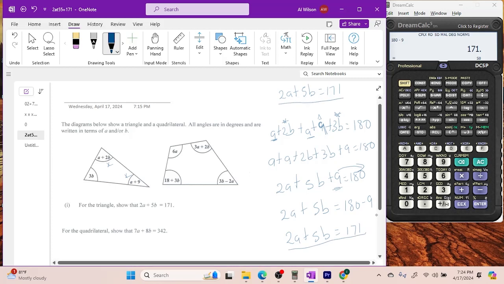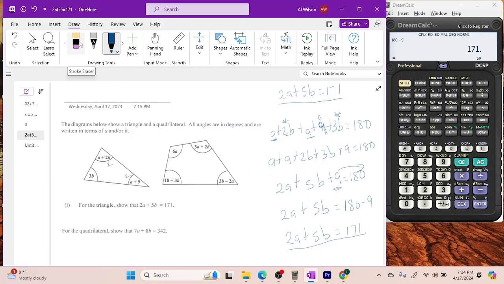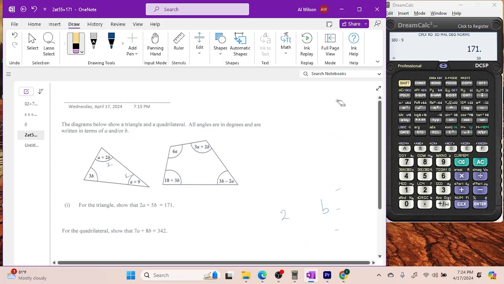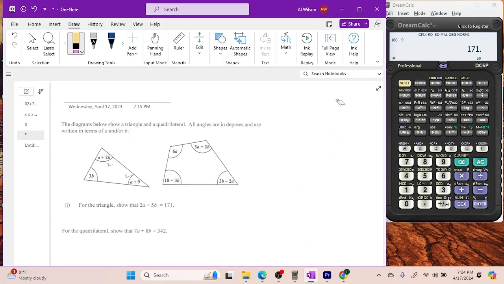So I'm going to have to now take this off so I can actually work on the next part of this question. Actually, yeah, I can take it off because I believe the next part we have to do maybe simultaneous equations, but we'll cross that bridge when we get there.